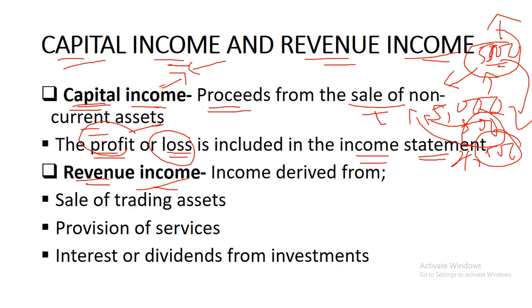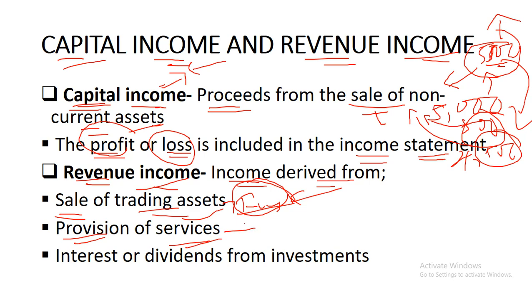Then now, what are revenue incomes? So revenue incomes are derived from the sale of trading assets. An example of a trading asset is inventory, right? We talked of inventory in the previous lesson. So when you sell inventory, that money that comes in from the sale of inventory is what we call a revenue income. Then the provision of services.